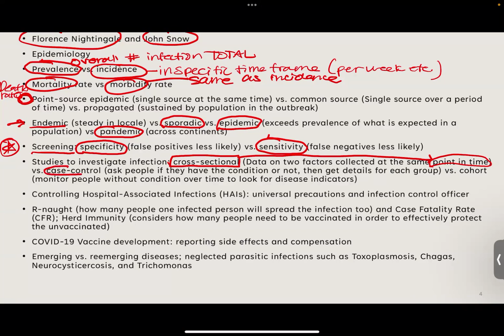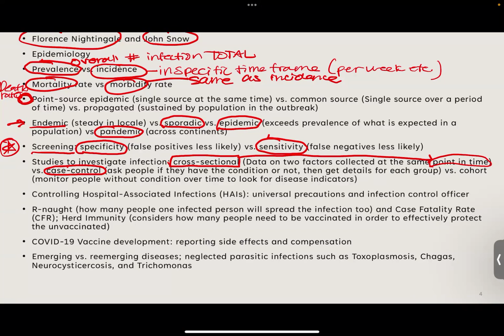Versus case control. You are specifically looking at people who have the disease versus people that don't, and trying to find the difference between them. This is probably the one that makes the most sense to people, and it's in the name. Cases that have the illness versus control groups that don't have the illness.